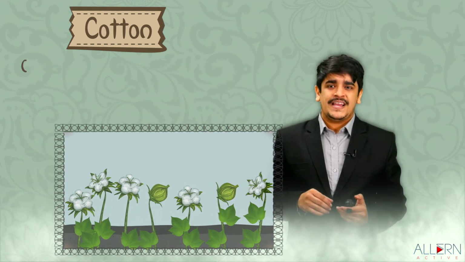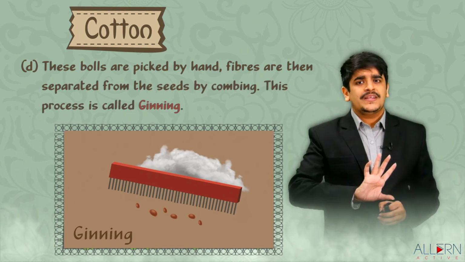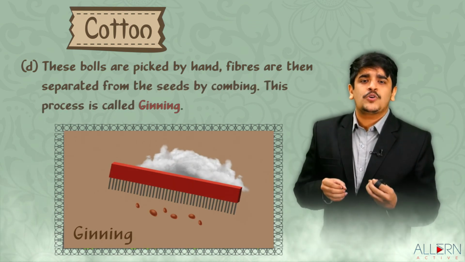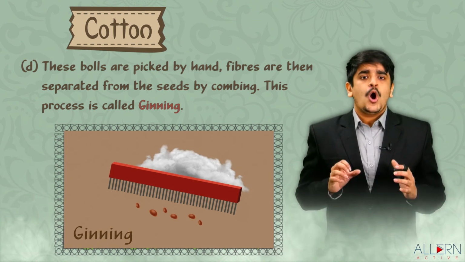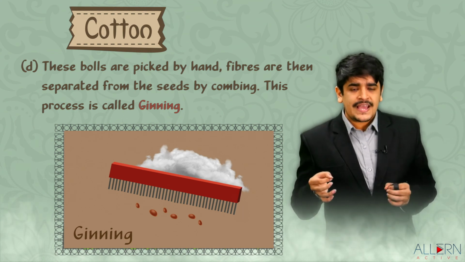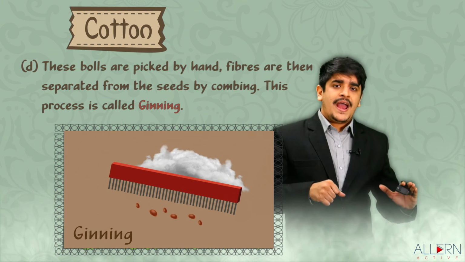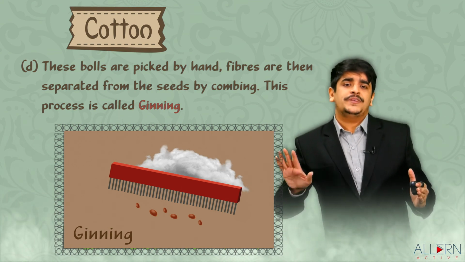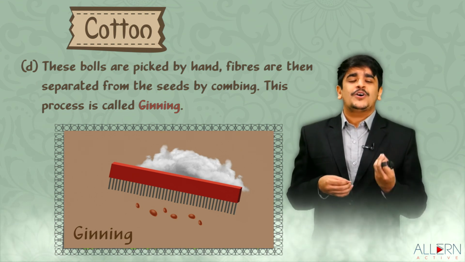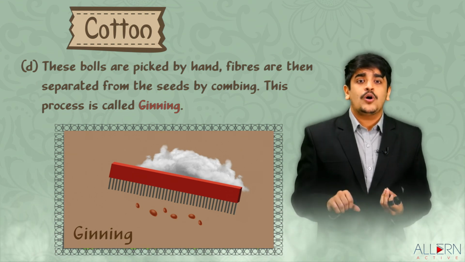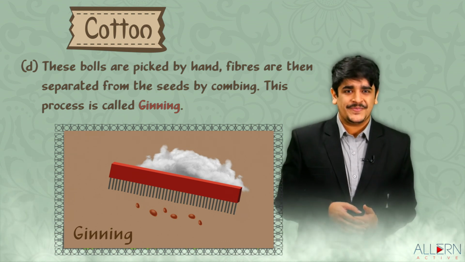To finish off, understand that these bolls are then picked up by hand. The fibers are then separated from the seeds by a process called combing. This entire thing is called ginning. So what does that mean? Once those particular seeds and fibers have been mixed, take them apart. The fibers should be taken away by hand, the seeds should be discarded, and this entire process where we obtain the cotton fibers from the cotton boll has a name. It's called ginning.